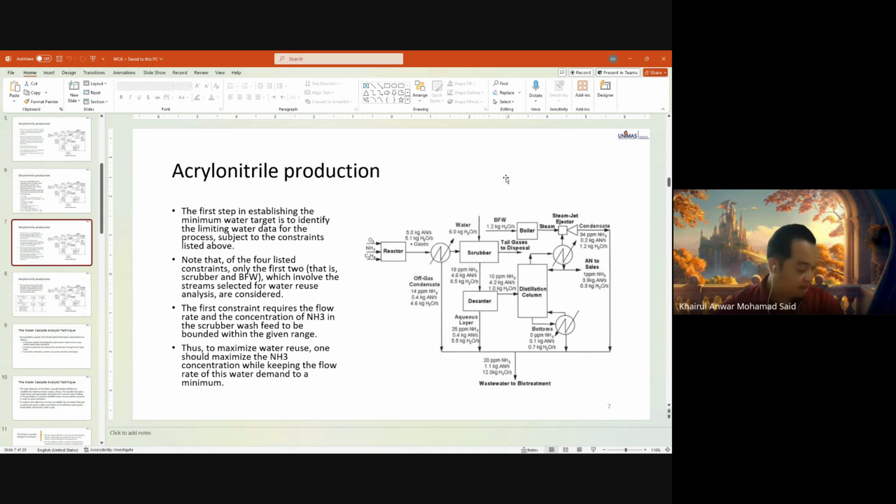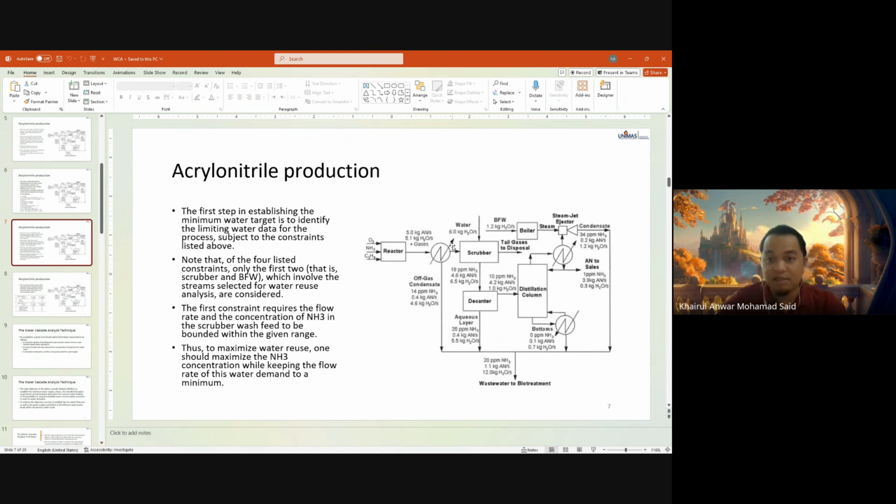Okay. The first step in establishing the minimum target is to identify the limiting water data for the process, subject to the constraints. Yes, we have the PFD here, but we need to extract the data. Only the first two constraints, which cover the data of the streams selected for the water use analysis, are considered.